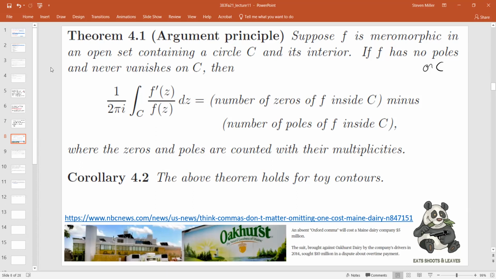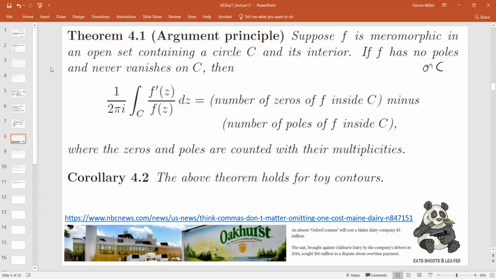I will send you a link of an Oxford comma lawsuit that cost a Maine dairy $5 million because of how the comma was put in and how you could then interpret deals with the union. You always want to think very carefully how you are writing things to try to maximize the understanding.